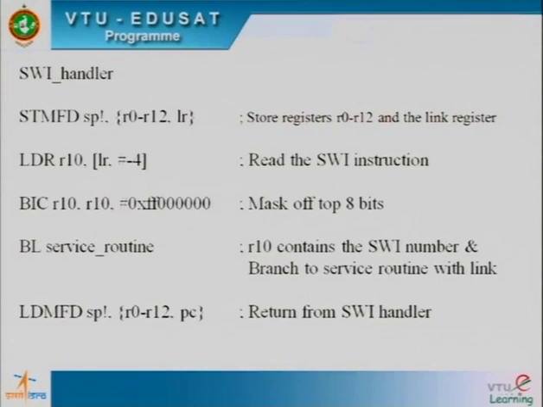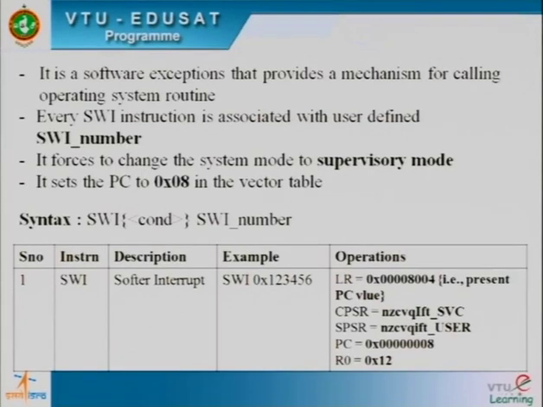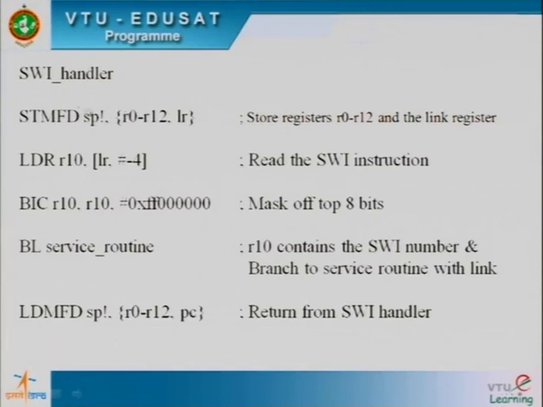Now at the last we will look at how this interrupt, the SWI instruction, is handled. Once the instruction SWI 0x123456 gets executed, what happens? The first thing that happens is STMFD SP!, {R0-R12, LR}. What is the meaning of this? Store the register contents R0 to R12 and the link register onto the stack. So it will store these register values onto the stack.